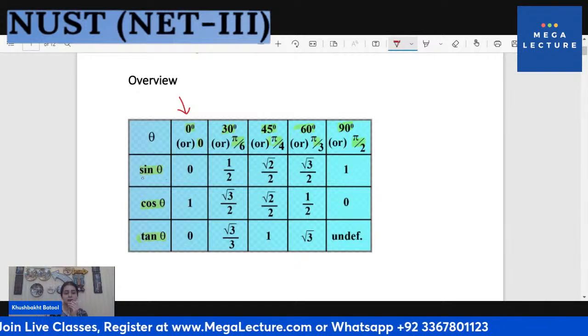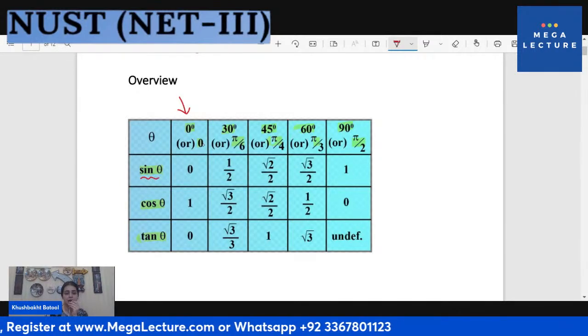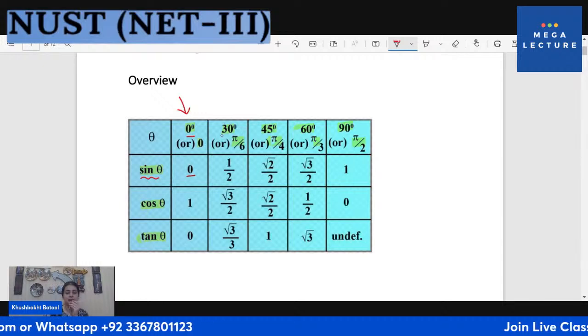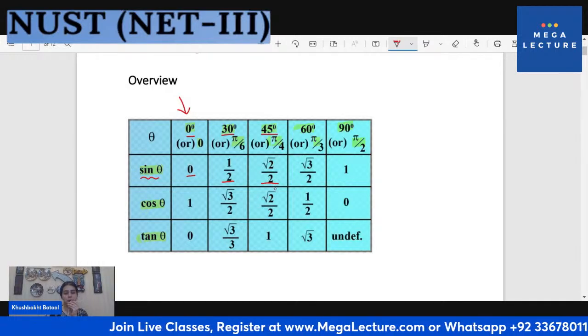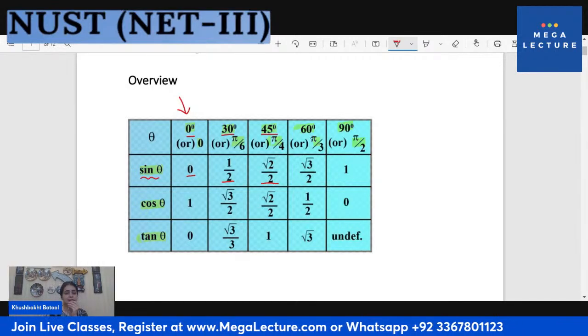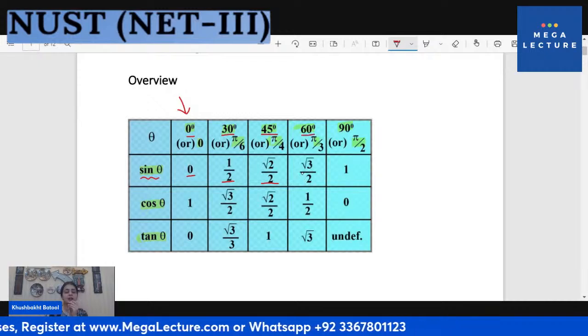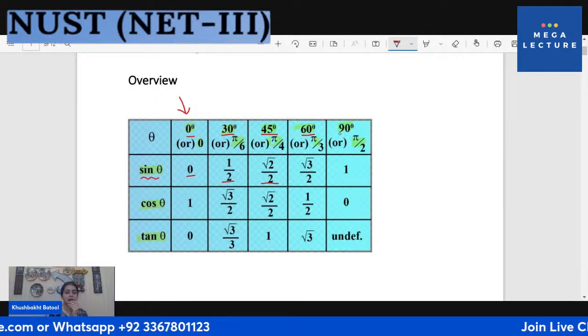So this is telling us that sine theta at theta equals 0 is 0. Then sine theta at theta equals 30 is 1 by 2. Sine theta at theta equals 45 is root 2 by 2. Sine theta at 60 degrees is root 3 by 2, and sine theta at 90 degrees is 1.